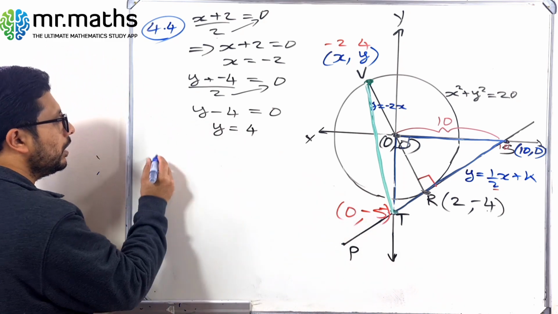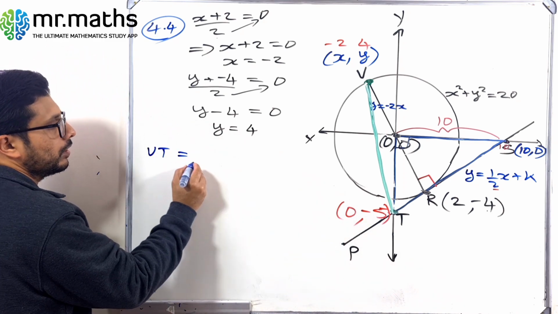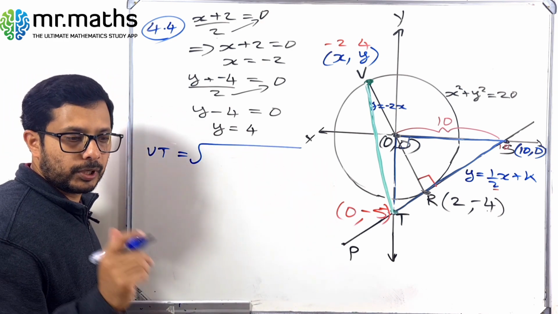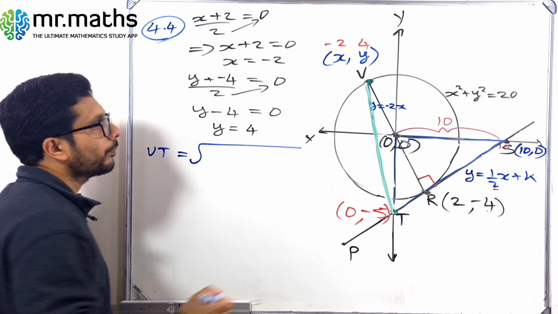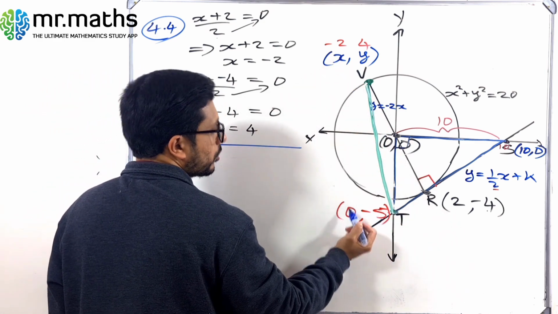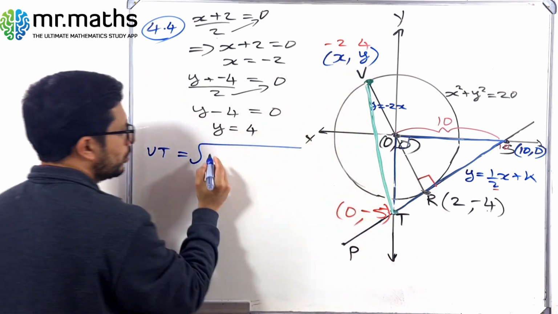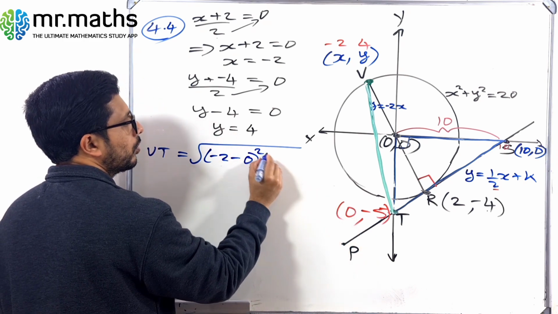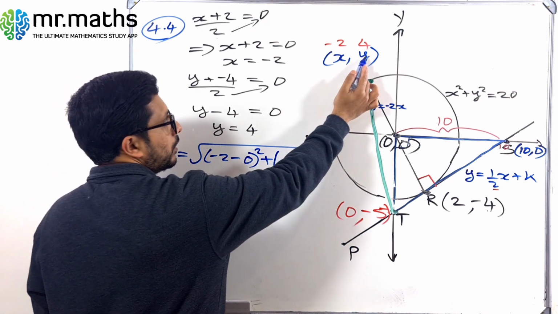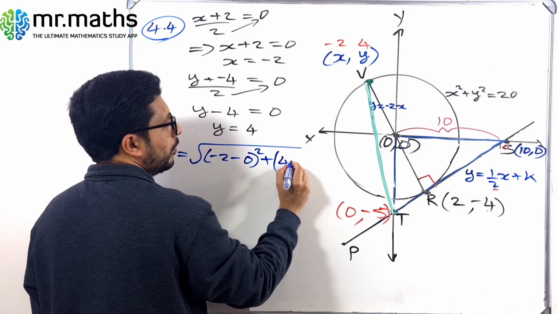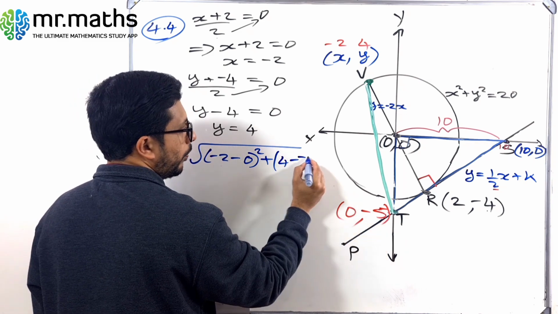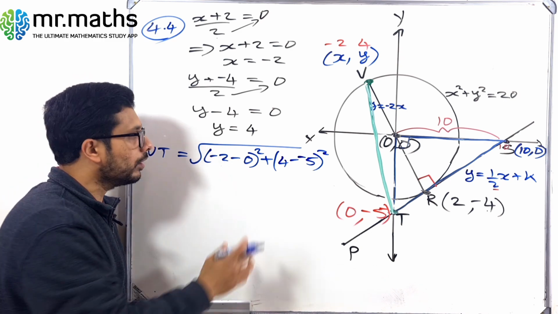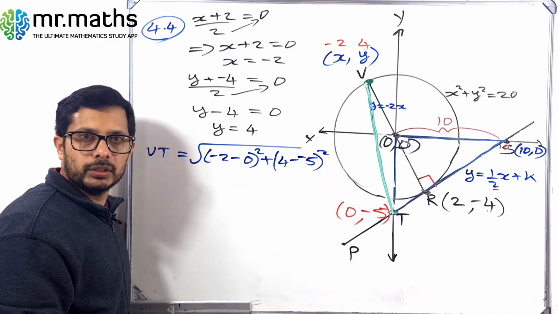Therefore, VT is equal to the square root of, I hope you know the distance formula, how to apply it, substitute the values. x1 minus x2: x1 is -2 minus x2, 0, the whole square, plus y1 minus y2: y1 is 4 minus y2, which is -5, the whole square. That is x1 minus x2 the whole square plus y1 minus y2 the whole square, the distance formula.